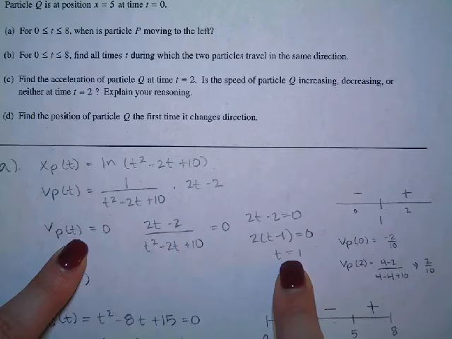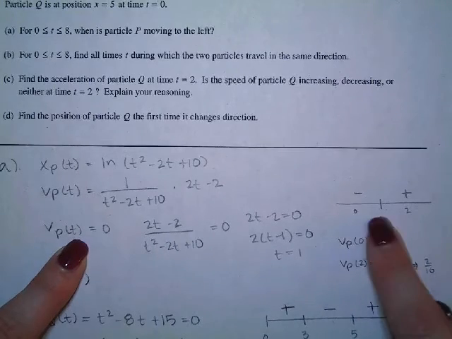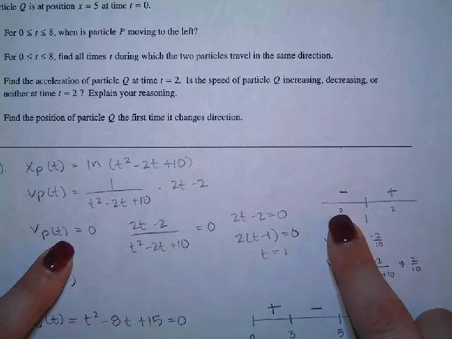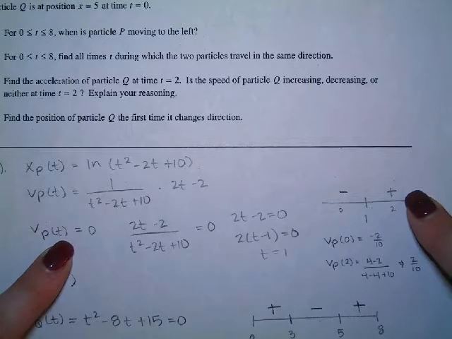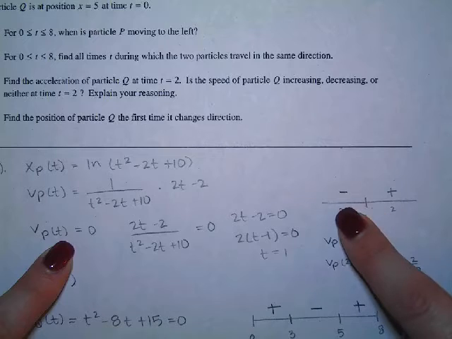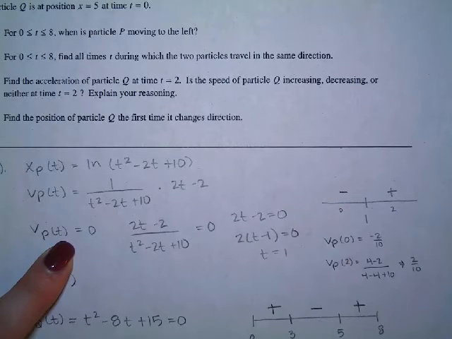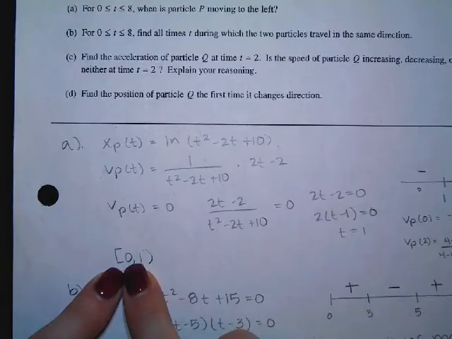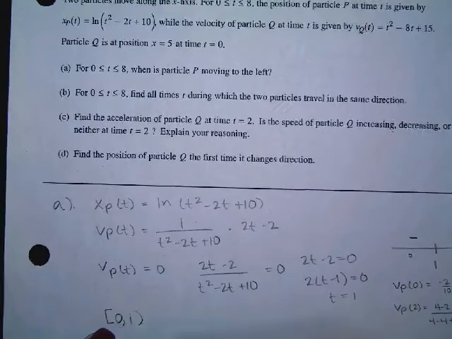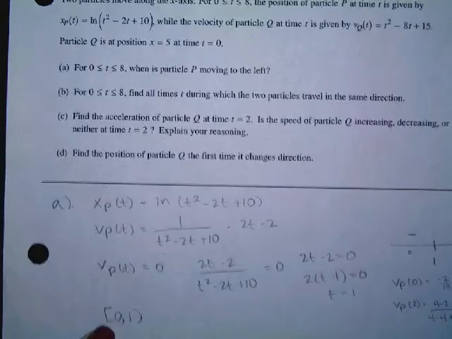I got t equals 1. And so I made my sign chart. When I plugged in 0, I got that the fraction was negative. When I plugged in 2, I got that the fraction was positive. And so it's moving left from 0 to 1. Do not put negative infinity to 1 because you're on the interval from 0 to 8. So just from 0 to 1. I put a bracket around 0 because they included 0 in the interval.